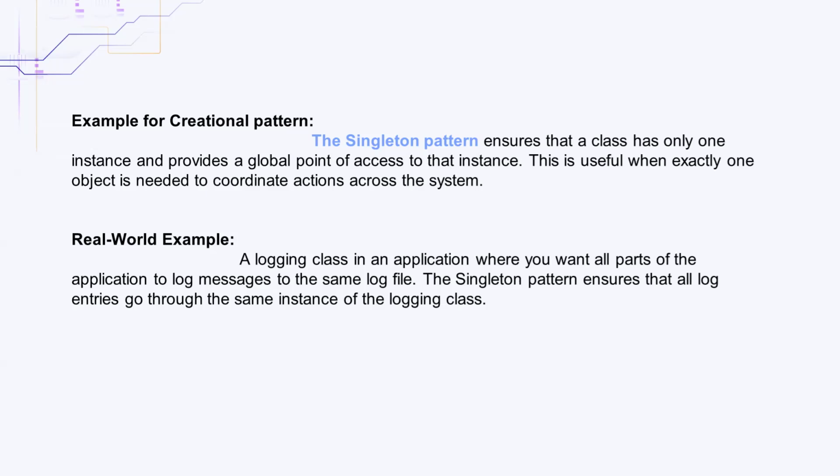So here I use a real-world example to demonstrate how the singleton pattern is implemented and works. So here is the scenario I used. A logging class in an application where you want all parts of the application to log messages to the same log file. The singleton pattern ensures that all log entries go through the same instance of the logging class. Now let's move into the code.